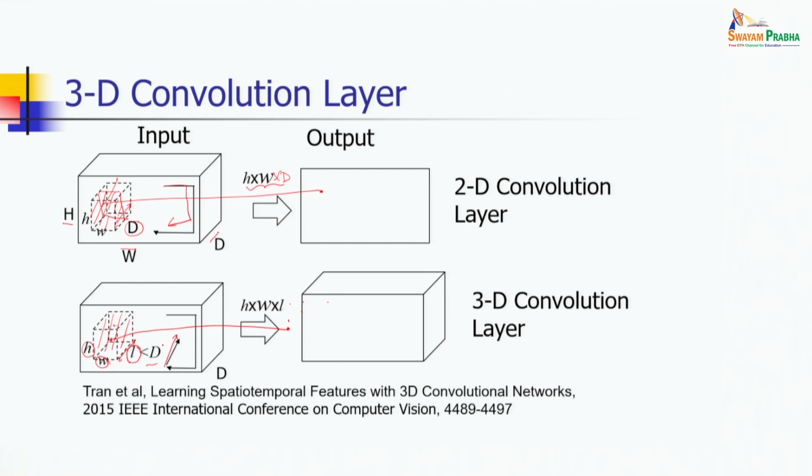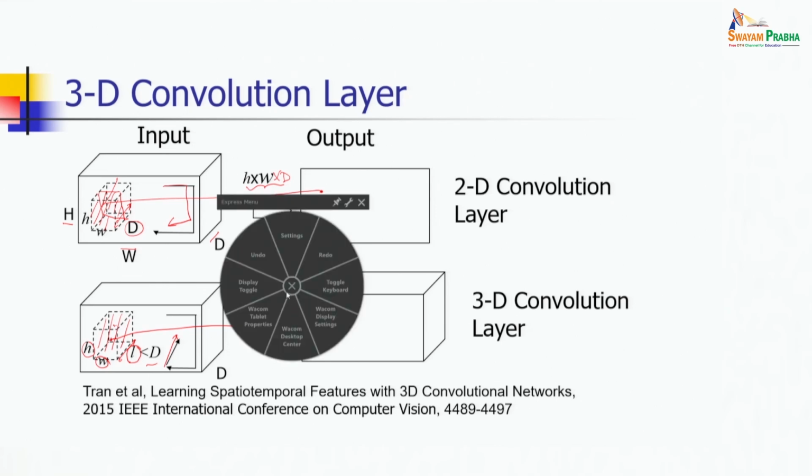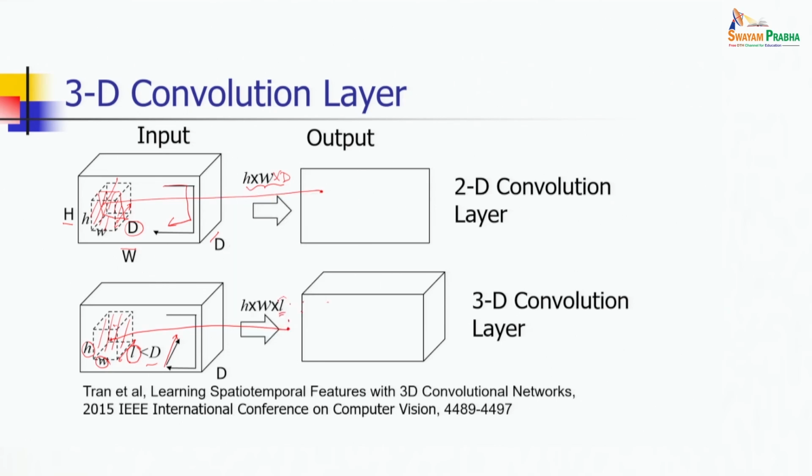So the filter is H cross W cross L. The filter specification should also be given in this way, H cross W cross L, because this L is variable in this case. Earlier, L was always fixed as D, which is implied for two dimensions, but it is now variable.